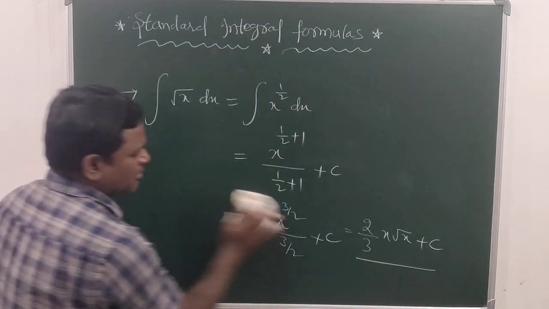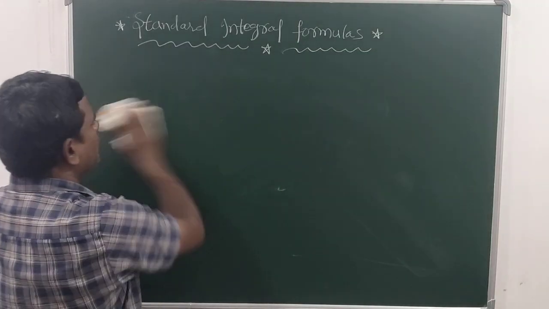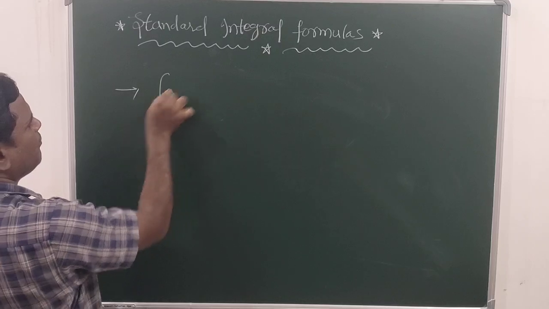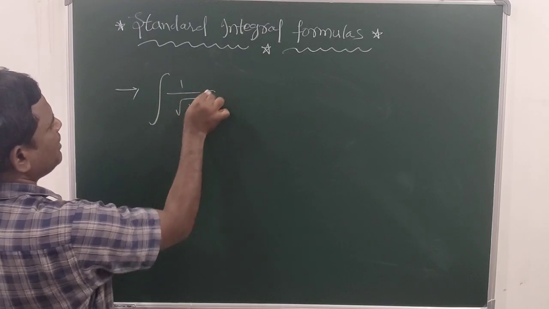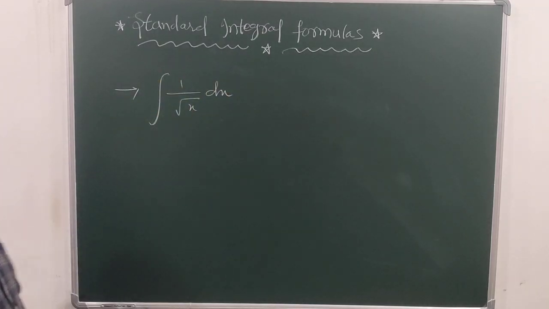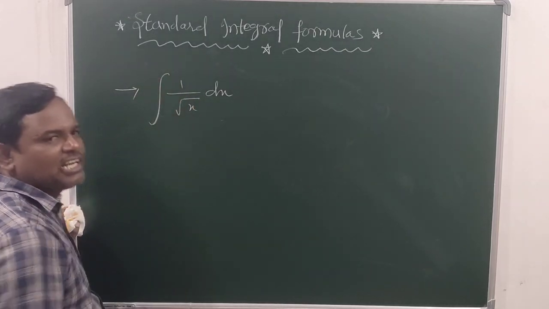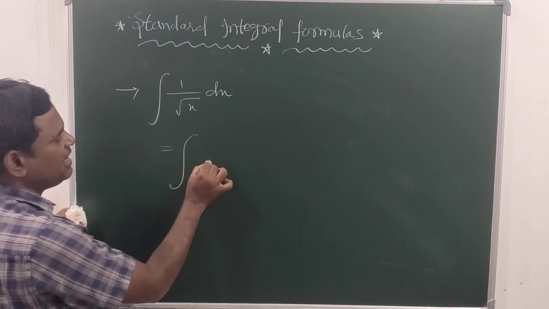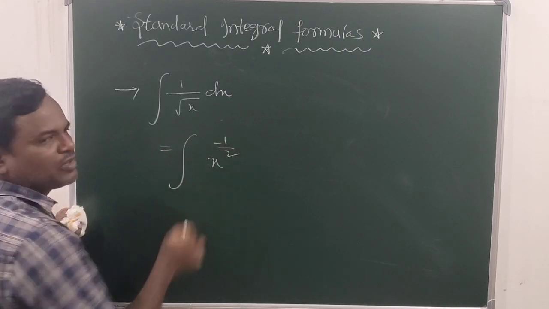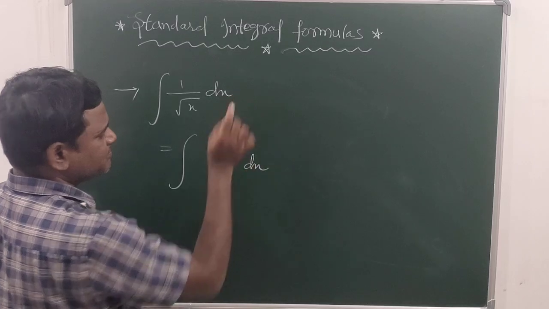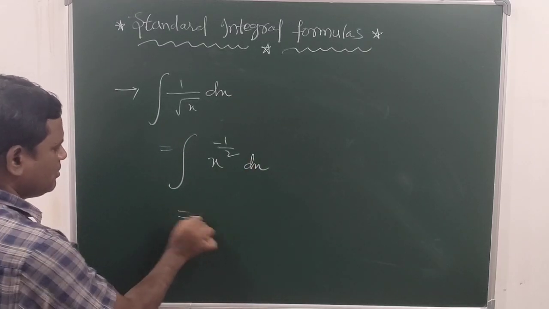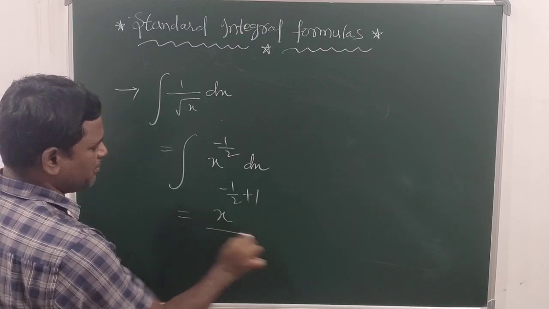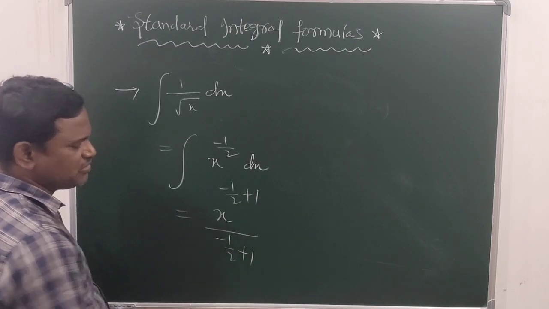Okay, right. Now let us go to find the integral of 1 by root x dx. How do you evaluate this integral? In the first step, you would have to write this as x power minus 1 by 2 dx. Now evaluate its integral: x power minus 1 by 2 plus 1, divided by minus 1 by 2 plus 1.